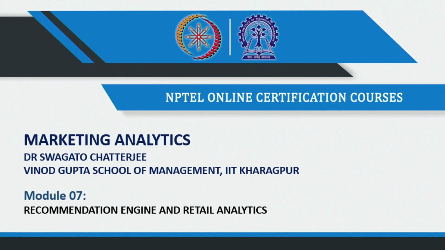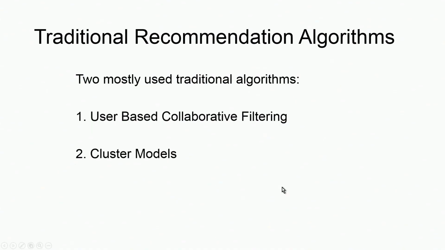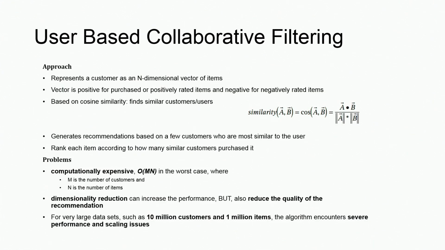We are in week 7, session 2, and we are discussing recommendation engine and retail analytics. We were discussing specifically collaborative filtering, and I have discussed quite a lot in the last video, but I will continue from there. So here we will talk about user based and then item based collaborative filtering. These are the two things we will discuss in detail.